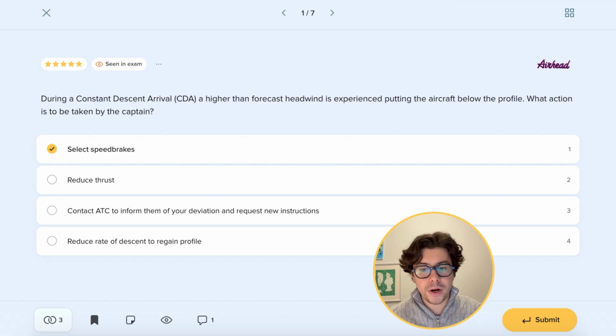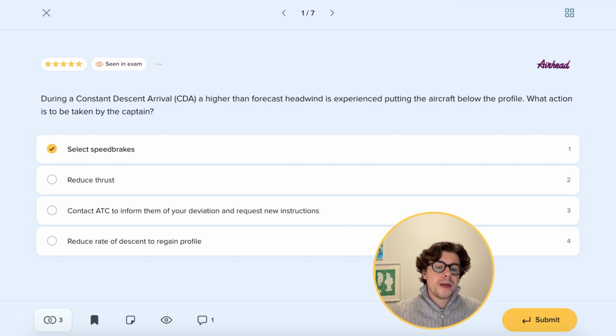For the first one, during a constant descent arrival, a higher than forecast headwind is experienced, putting the aircraft below the profile. What action is to be taken by the captain? So of course, if your headwind increases, then your gradient through the air will also increase because your ground speed is decreased, meaning you'll find yourself below the profile that you actually wanted to fly or that you initially planned to fly.